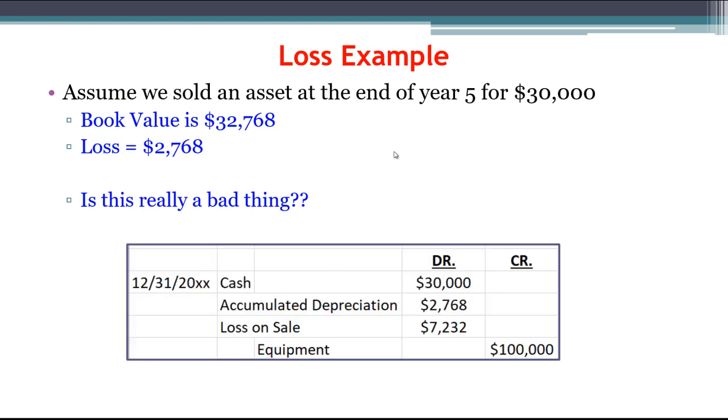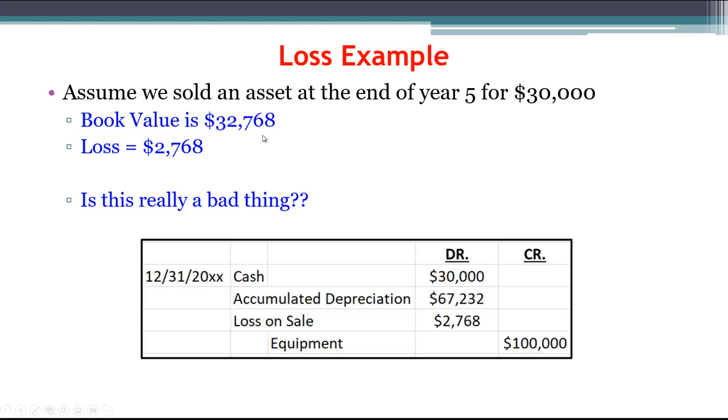That's the point. Now for this one, most of the journal entry is the same, except instead of having a credit to a gain, we have a debit to a loss for $27.68, and of course our cash was just a $30,000 debit. So when we add all three of these debits up, we get the same $100,000 for our credit.